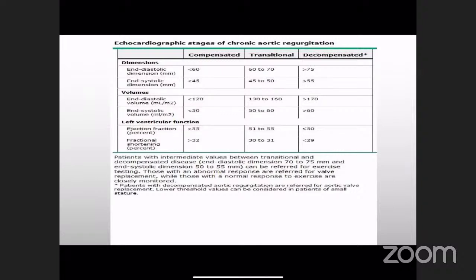According to the systolic and diastolic volumes, if it's less than 120, it's compensated. Between 130 and 160, it's transitional. If it's more than 170 milliliters per square meter, it's decompensated. Left ventricular function: if ejection fraction is more than 55, it's compensated. Transitional if it's between 51 and 55, and if it's less than 50, it's decompensated.